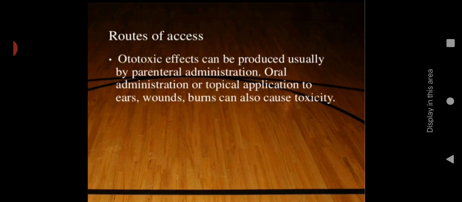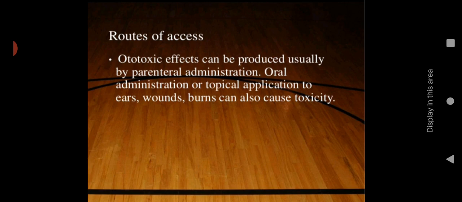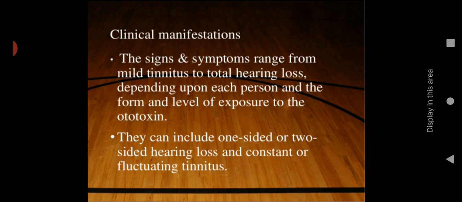Route of access. Ototoxic effect can usually be produced by parenteral administration, oral administration, or topical application to the ears. Wounds and burns can also cause ototoxicity. So how is the ototoxic effect produced in the body? The main routes of access are oral administration and topical application, mainly to the ears, and application to wounds or burns can also cause ototoxicity. Then parenteral administration, meaning the IV route, intravenous or intramuscular.